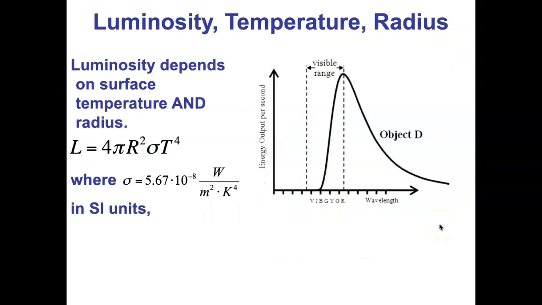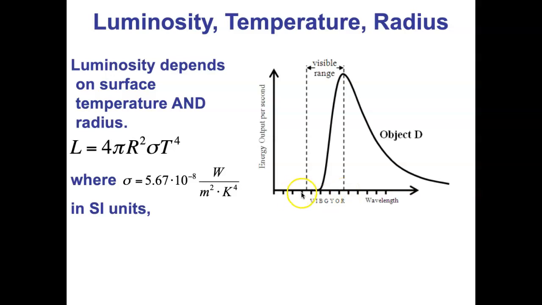So let's look at object D here. Again, this is a graph of energy output per second, which is another word for luminosity, versus wavelength. If you add up all of the area underneath this curve, all of the light given off by this star, added up across the whole spectrum, this is a pretty big area. This is a pretty bright star. And yet this star peaks in the red light. The peak wavelength is in the red, and a red star is cool. How can this be?